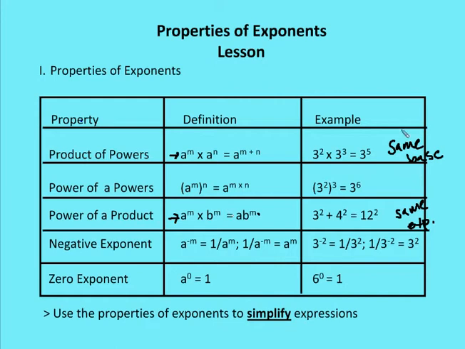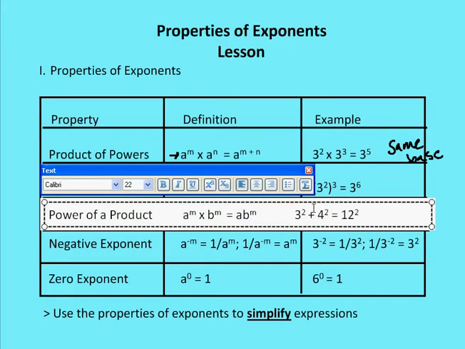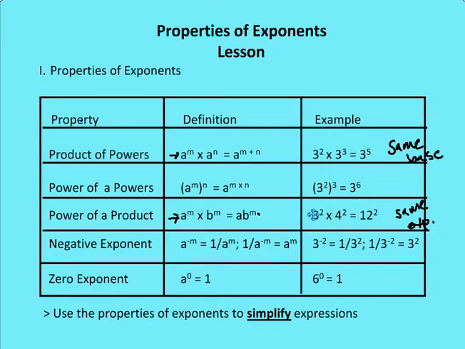So I have 3 squared times 4 squared is the same as 12 squared. Let's change this again, I'm getting the pluses and the x's mixed up. Okay, so we have 3 squared, which is 9, times 4 squared, which is 16. 9 times 16 is 144, and 12 squared is also 144. So if we do the math, we see that this particular equation holds true.